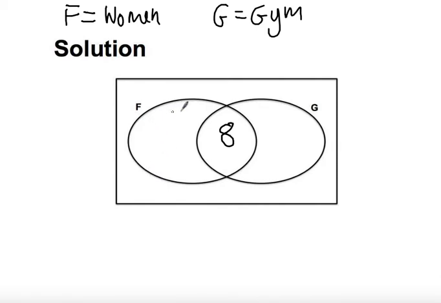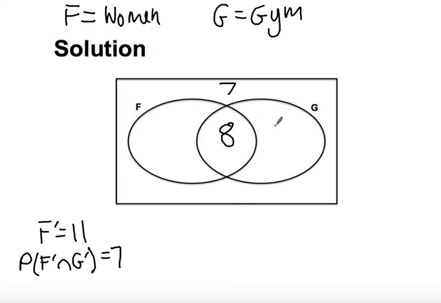There were 11 men, so the total outside of the female must add up to 11, and of those 11 men interviewed, 7 preferred team sports to working out in a gym. So if there are 11 men, so F complement in that case is 11, and we're told that 7 preferred team sports, so what we have is the probability of F complement and G complement equals 7. So that's the area on the outside here. What that leaves is 4 men who do prefer the gym, which goes inside there.